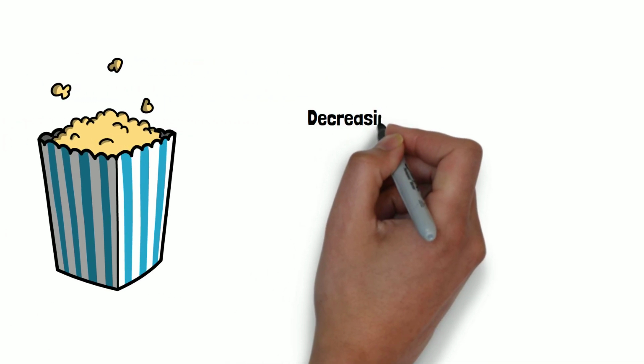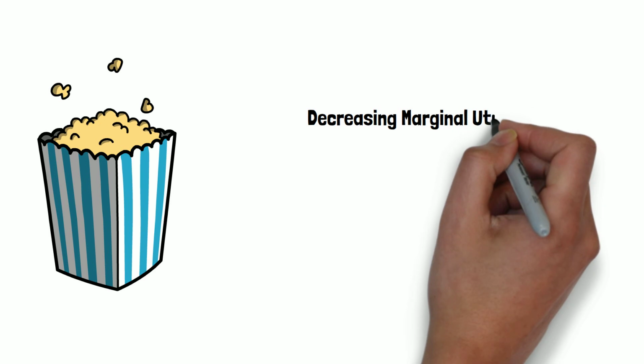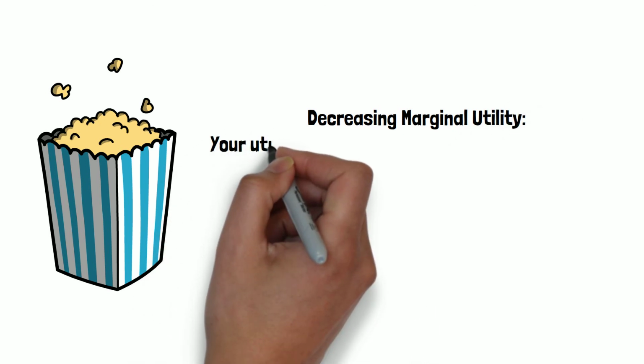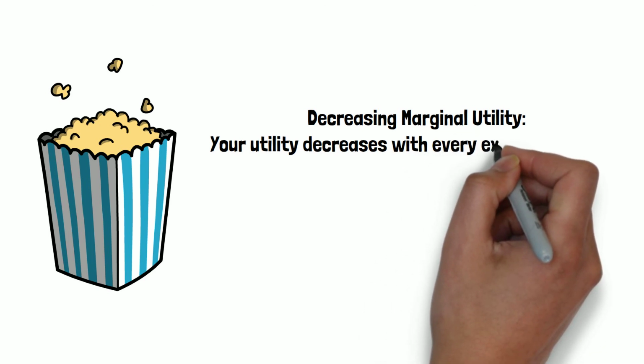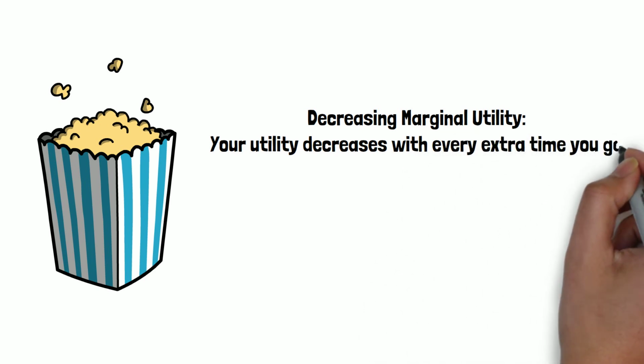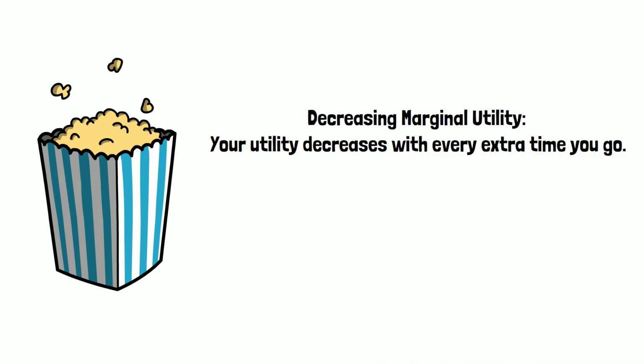If you chose to go to the cinema, this might have given you a high satisfaction. But if you go a second time, you don't get the same satisfaction. If you go a third time, you will not get the same satisfaction as the second time. This concept is called decreasing marginal utility. Your utility decreases with every extra time you go.